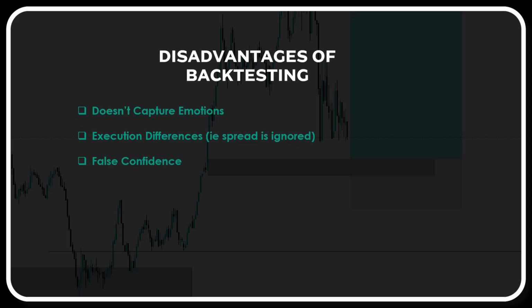And you also have false confidence. What exactly is false confidence? When you backtest a strategy that shows to be profitable, it might give you the confidence to jump straight into live trading. No, we don't do it like that. If you are going that way, you're probably having false confidence. So take note of that.